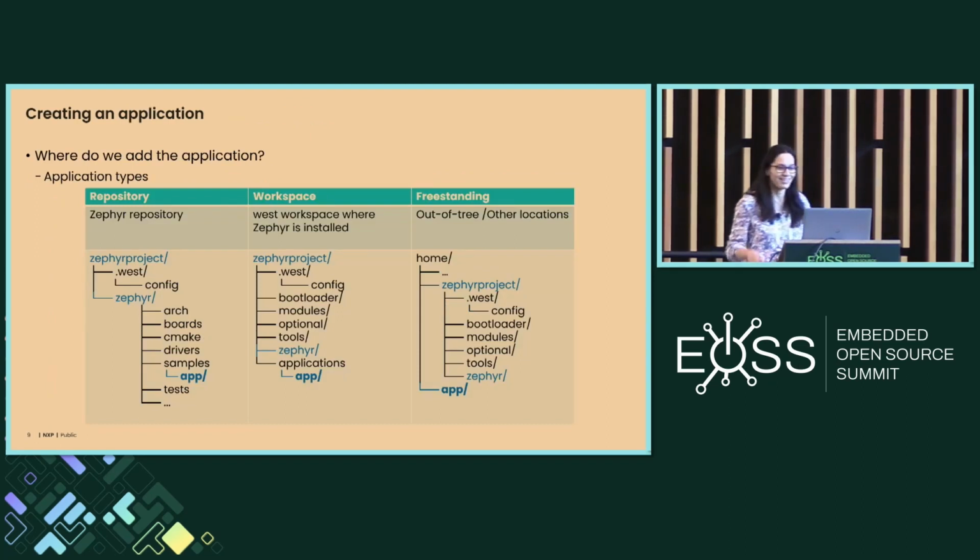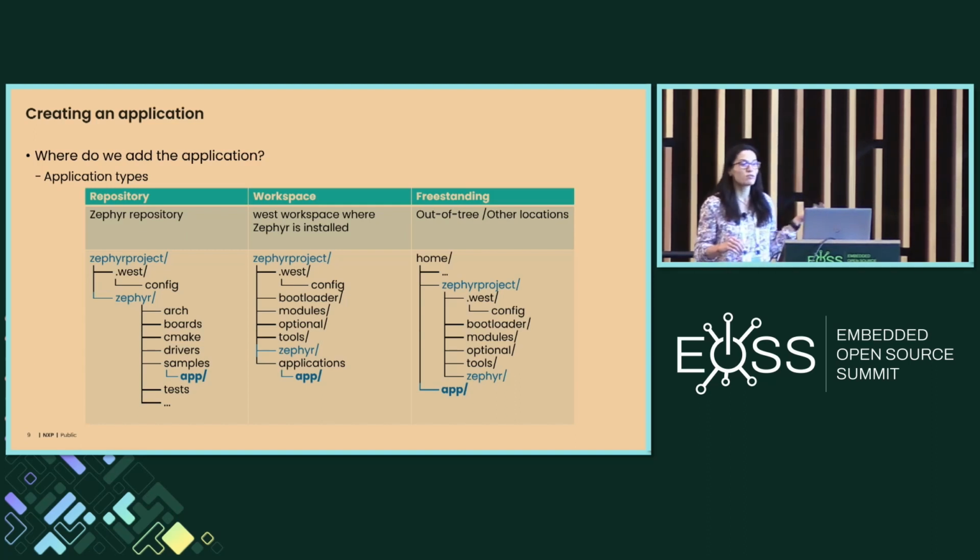Okay, now it's the main topic of our presentation, on how we can create an application. But first, let's see what types of application we can make. So there are three main applications, based on the location of our application. We can have a repository application that's in a west workspace, and it's in the Zephyr repository. Next we have a workspace application. That means that it's outside of the Zephyr repository, but in a Zephyr workspace. And the last one is a freestanding application. It's outside of our workspace.